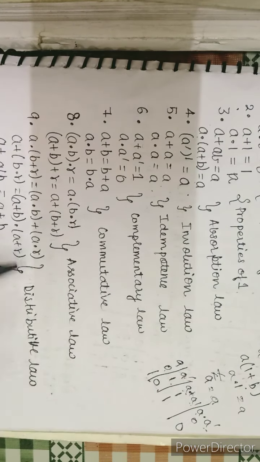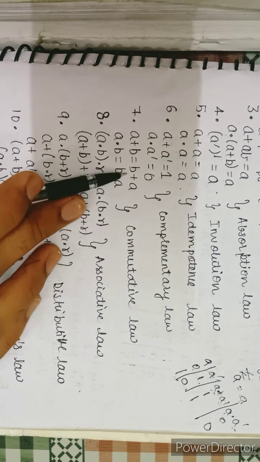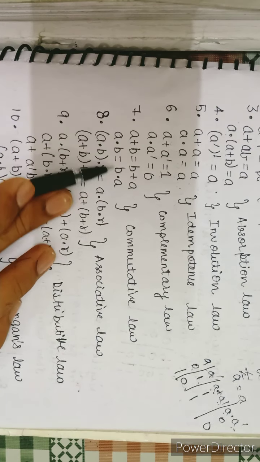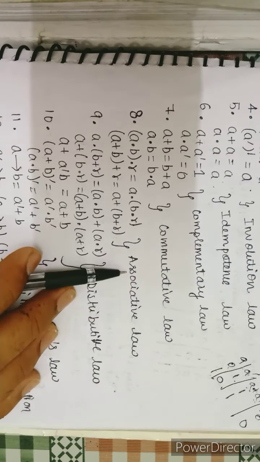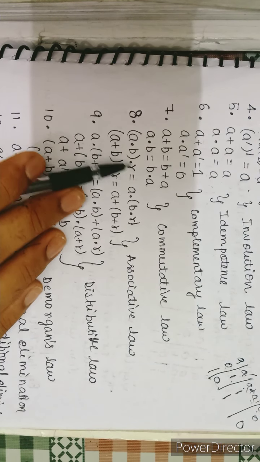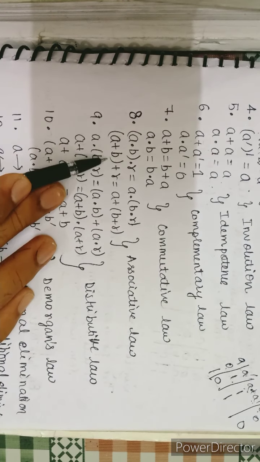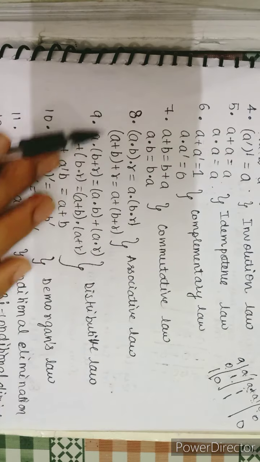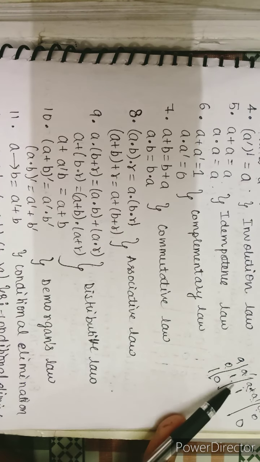Now coming to the next, that is commutative law. A plus B equals B plus A, and now plus is changed to dot, so A dot B equals B dot A. So this is commutative law. Next is associative law. A dot B dot C equals A dot B dot C, and A plus B plus C equals A plus B plus C. We can draw the conclusion in a similar way by using a truth table.